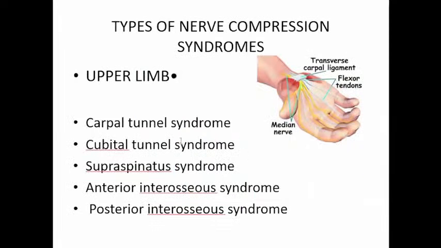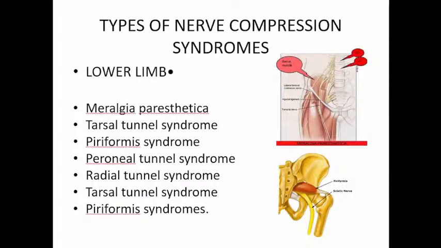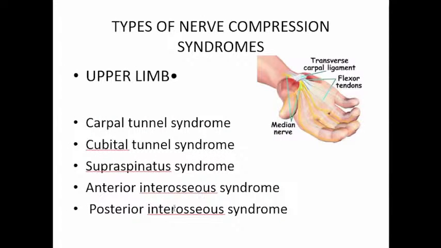Okay. And one is cubital tunnel syndrome, which occurs in the elbow. Supraspinatus syndrome, okay, this one in the shoulder. The suprascapular nerve passes over the upper part of the scapula. We have the anterior interosseous syndrome and posterior interosseous syndrome, which occur in the interosseous nerve, which passes in the forearm.